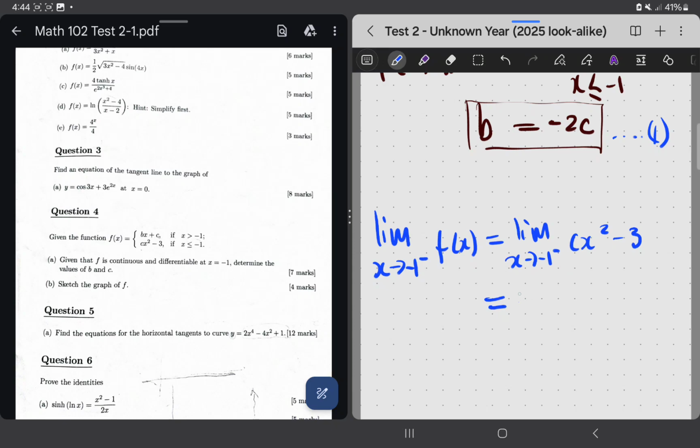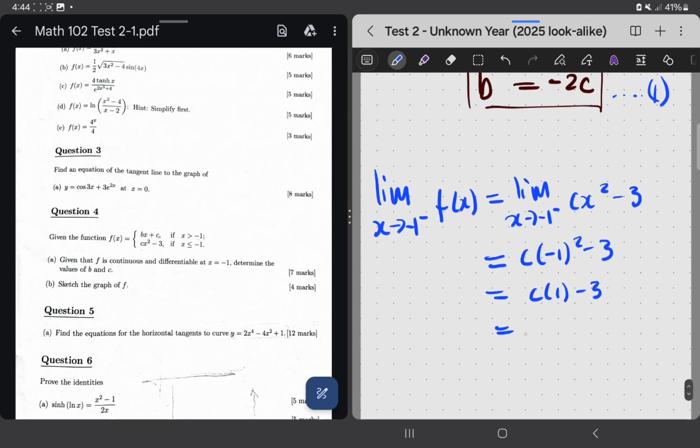Now, how do you solve this limit? You just substitute. So it's going to be c by negative 1 squared, then minus 3. Negative 1 squared is just a 1. So it's c by 1, then minus 3, which is going to be c minus 3.